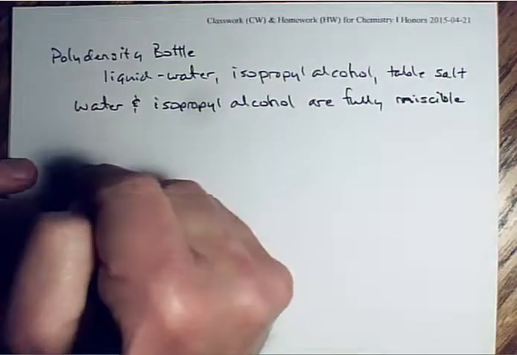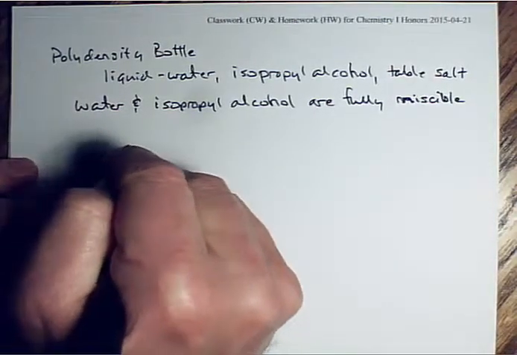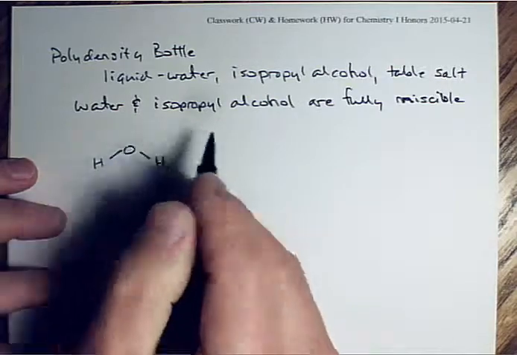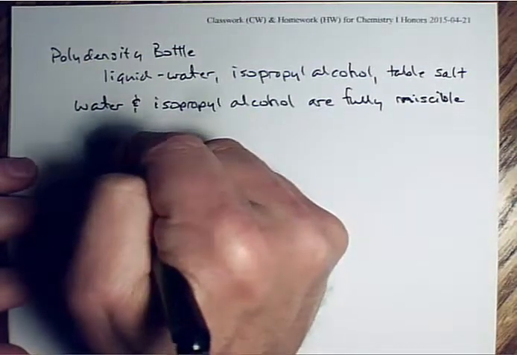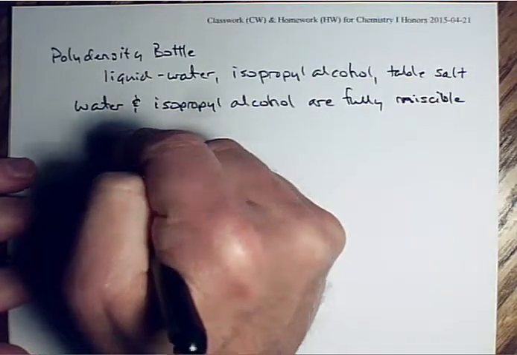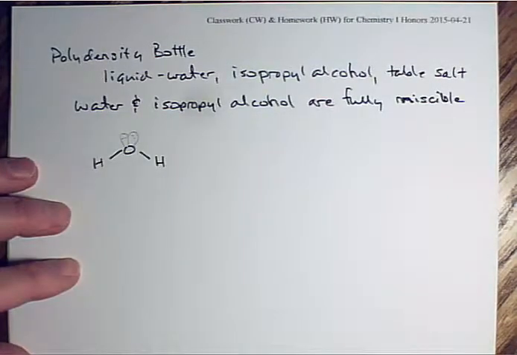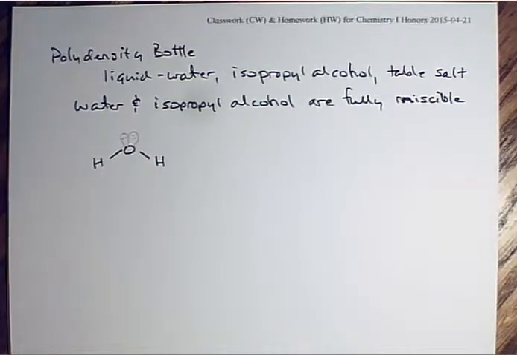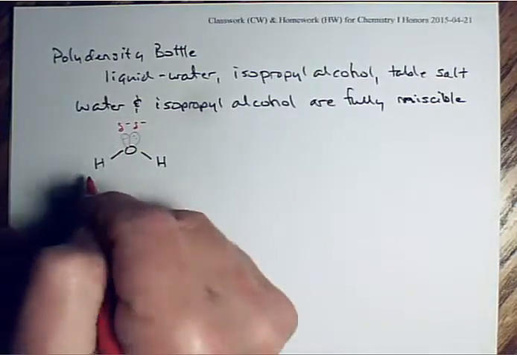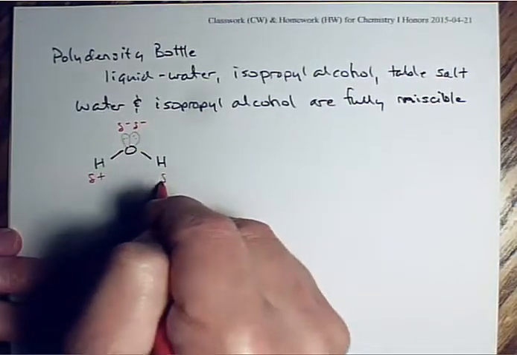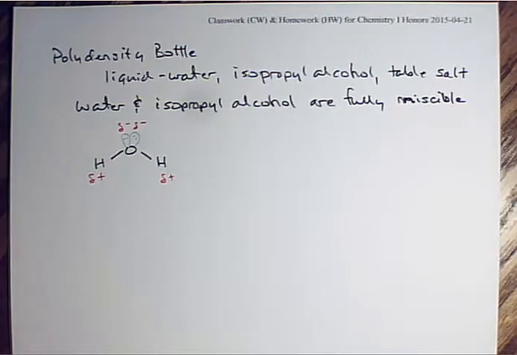All right, so remember that water is a highly polar substance. It's a bent molecule. Up here on the top of the oxygen, we have got it drawn here, there's a couple of lone pairs of electrons. Okay, and those lone pairs of electrons are partially negative.